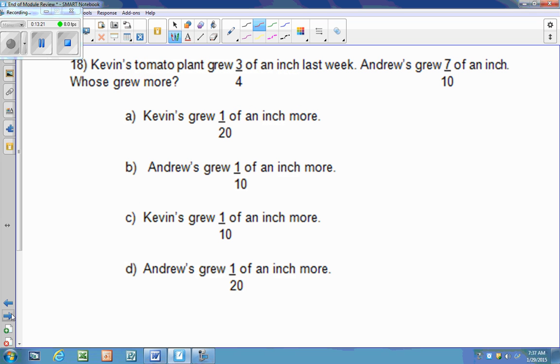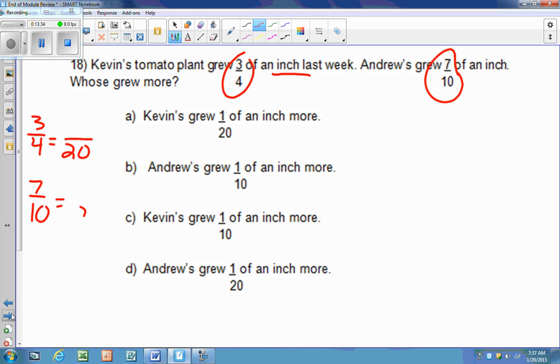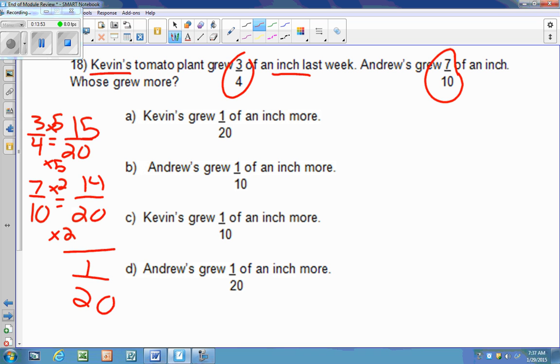Next, Kevin's tomato plant grew 3/4 of an inch last week, and Andrew's grew 7/10 of an inch. Who grew more? Well, let's see. If we have 3/4 and we have 7/10, they both can turn into 20. This is times 2, so times 2 up here would be 14. This is times 5, so times 5 up here would be 15. So the 3/4 one, which was Kevin, grew more from what we can see. And we want to figure out how much more. Well, 15/20 minus 14/20 is 1/20. So Kevin's grew 1/20 more. Notice they have this one down here with the same number but different names, so make sure you're paying attention to the names.